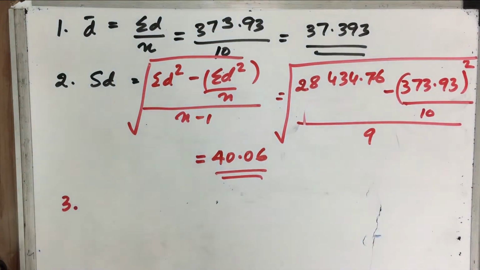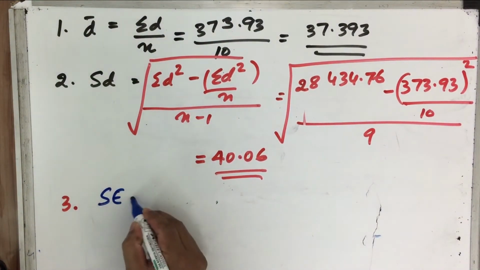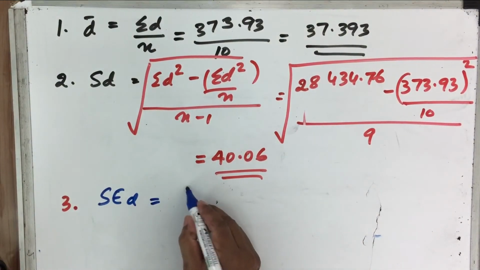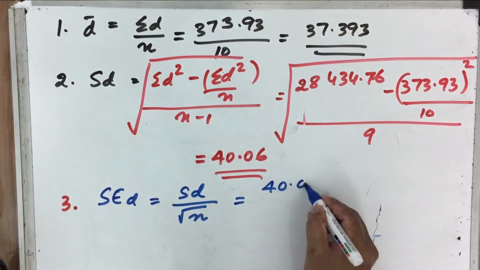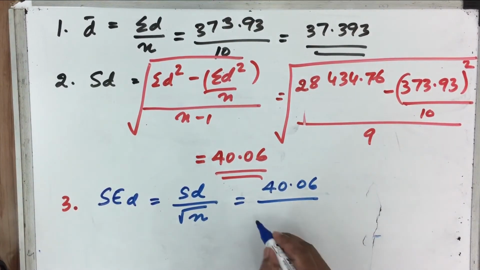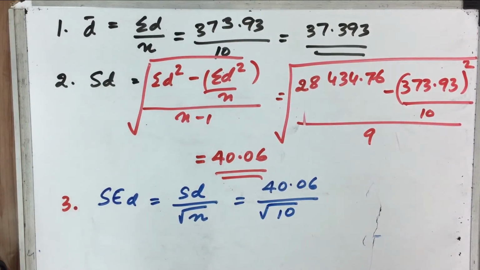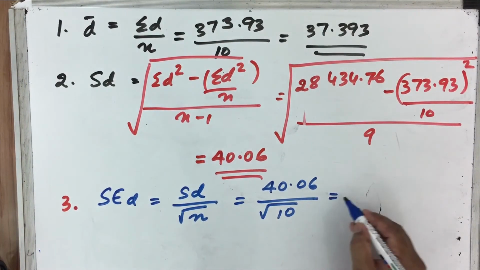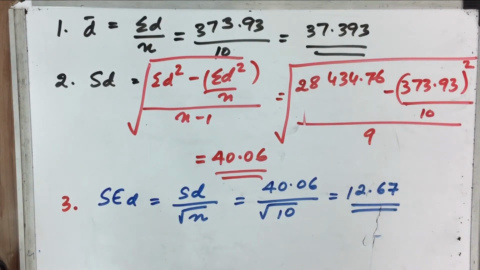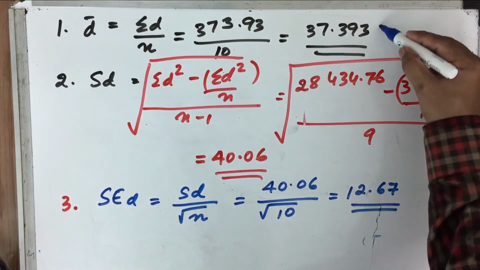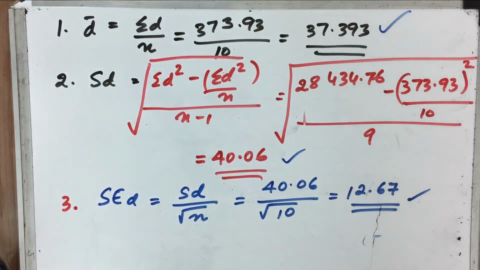Now our step number 3. Our step number 3 is the standard error, that is equal to standard deviation. This is a new formula, standard deviation divided by root n. So therefore we know that standard deviation is 40.06 divided by root n, root of 10. So this is going to give us a value of 12.67. Okay, so we have got the standard error also. So these are the 3 points that we have got.